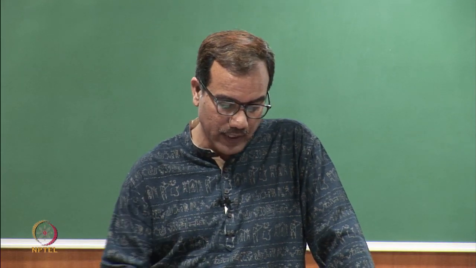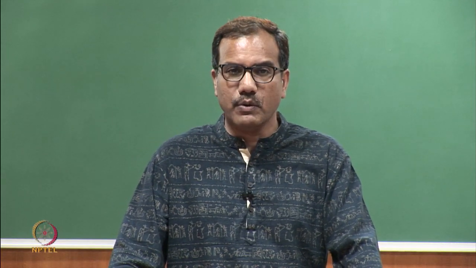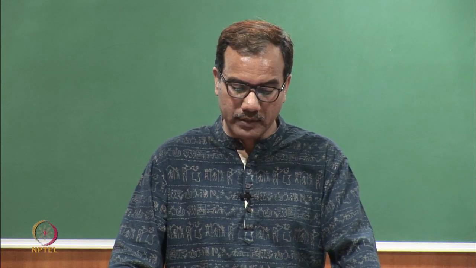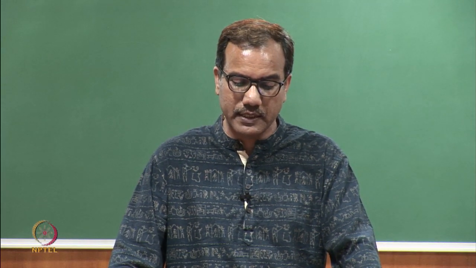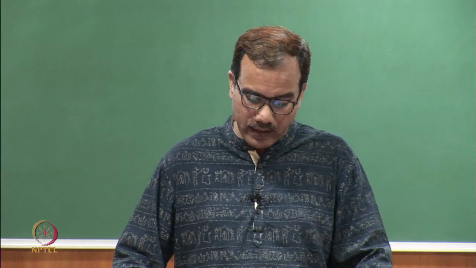Now, we will go to application part, application of rotational spectroscopy. One of the most important applications of rotational spectroscopy is determination of bond length. From the rotational spectra, we can measure B, and we know that B is inversely proportional to I. B is your rotational constant and it is inversely proportional to I. I is moment of inertia, and I is given by reduced mass multiplied by R square, where R is your bond length. From these two relations we can calculate a bond length.